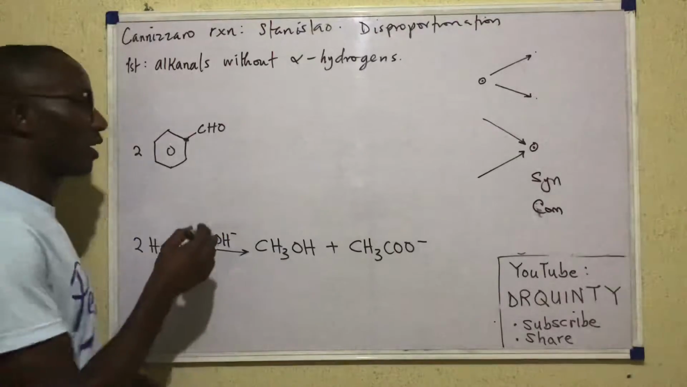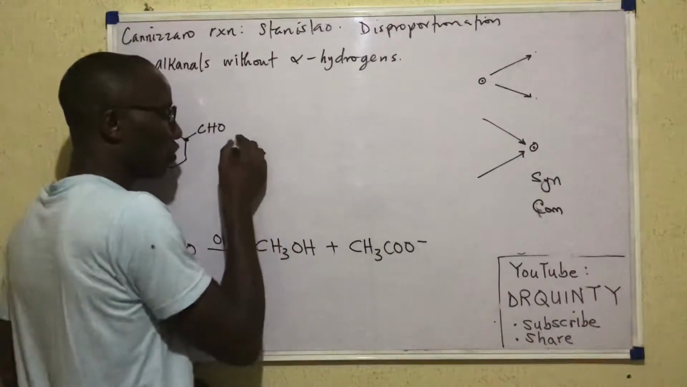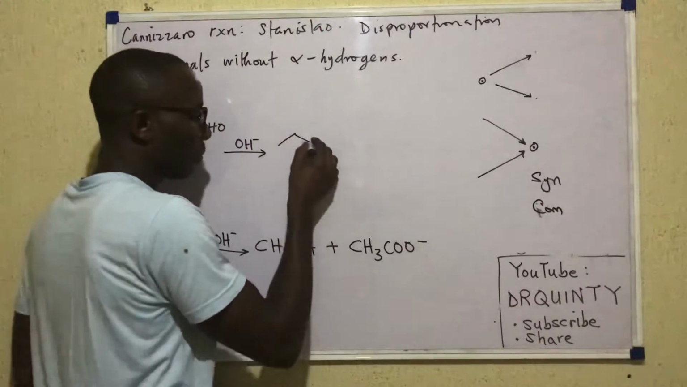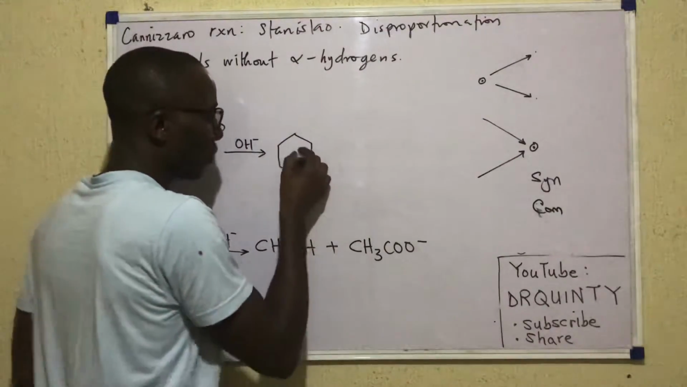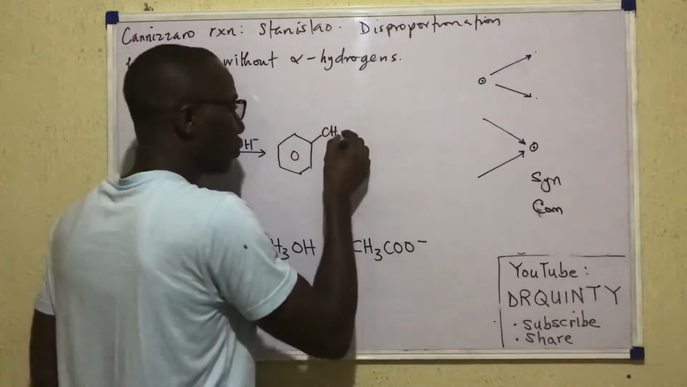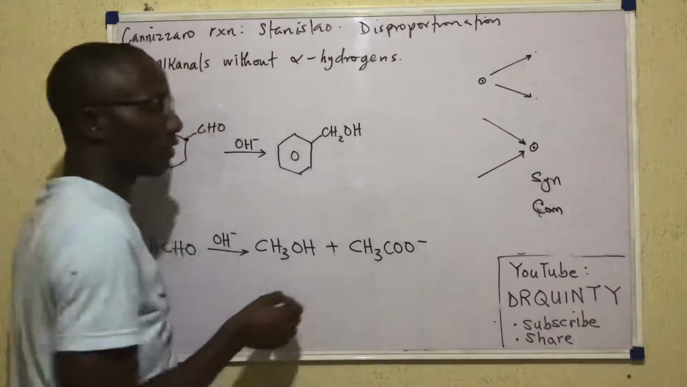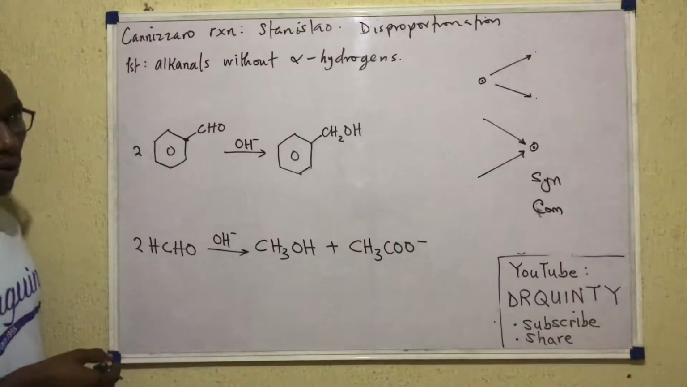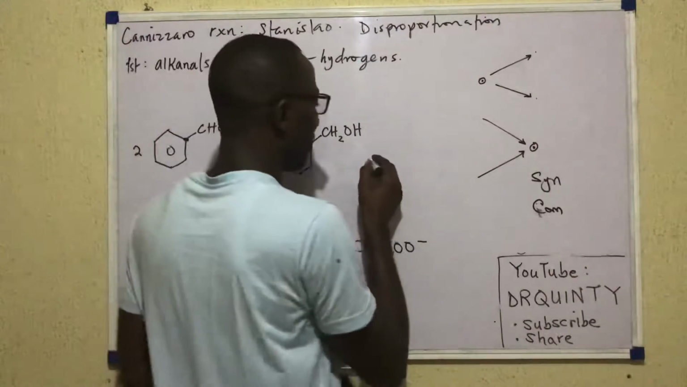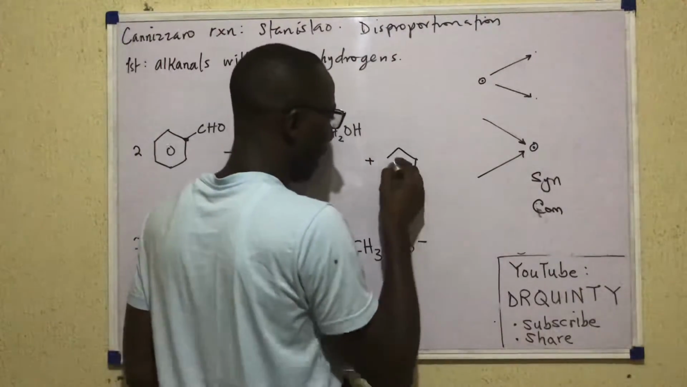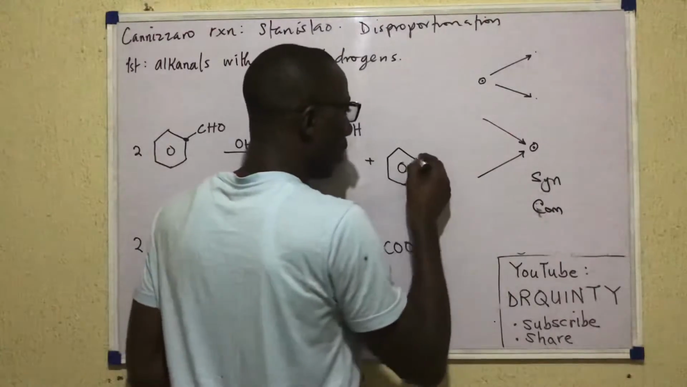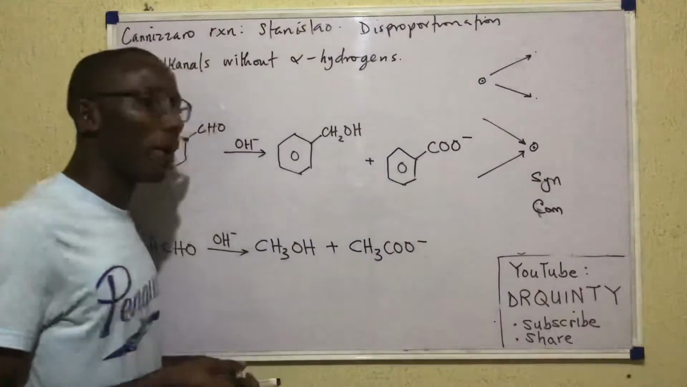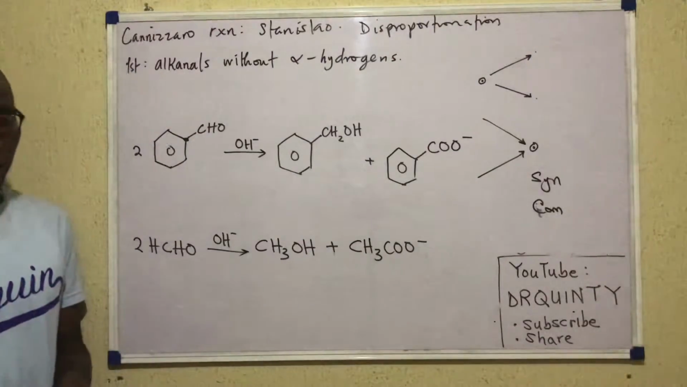In this upper case, what do I get? If I treat this substance with base, I'll get the corresponding alcohol first. So I have CH2OH, that's phenylmethanol or benzyl alcohol. Then after the phenylmethanol, my second product will have the ring still, but instead of COOH, I'll have COO minus. That's the benzoate ion.